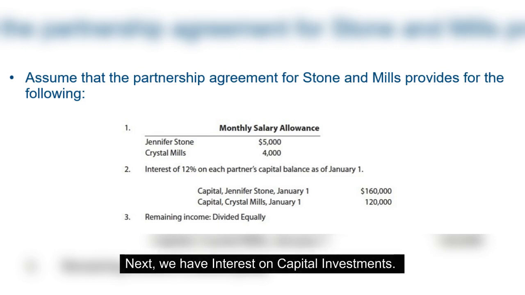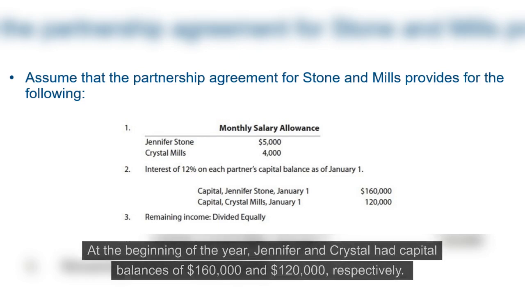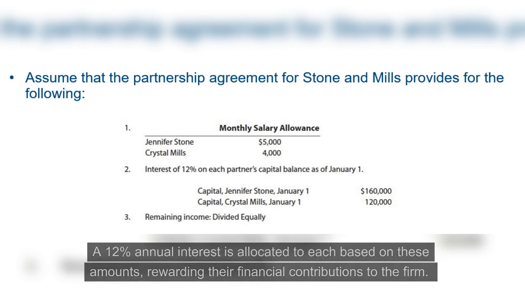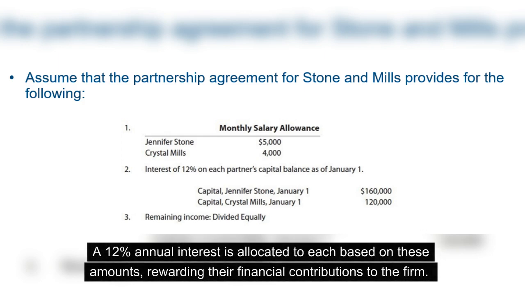Next, we have interest on capital investments. At the beginning of the year, Jennifer and Crystal had capital balances of $160,000 and $120,000, respectively. A 12% annual interest is allocated to each based on these amounts, rewarding their financial contributions to the firm.